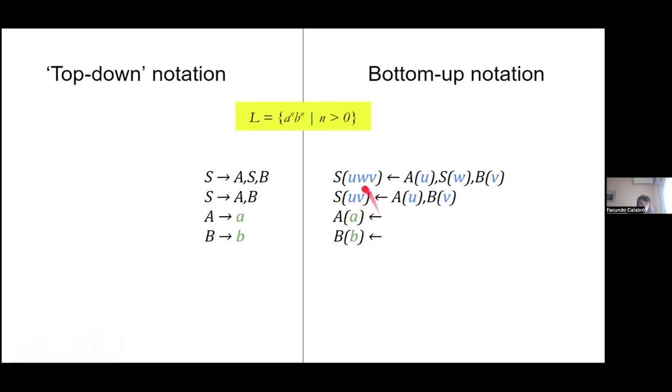So this bottom-up notation is also known as logical notation because these rules can be regarded as implications, and that is what the arrows are saying. So we have a predicate, and we have a variable in blue, and this rule says basically if a string u is an A and a string v is a B, then the string uv is an S. And these last two rules are trivial rules. They only state that a string a is an A, and so on.